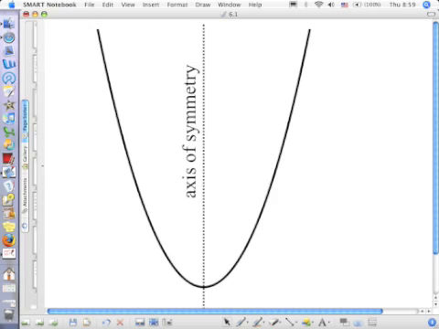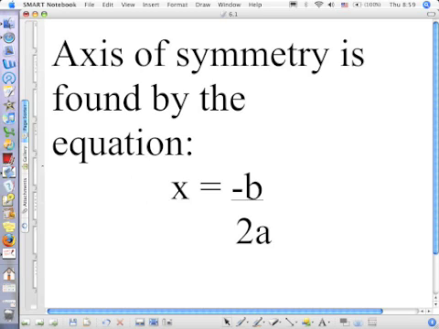Whenever we're graphing, we would use a dotted or broken line to show us where the center of this thing lies. Okay? Now, the axis of symmetry is found this way: x equals negative b over 2a.